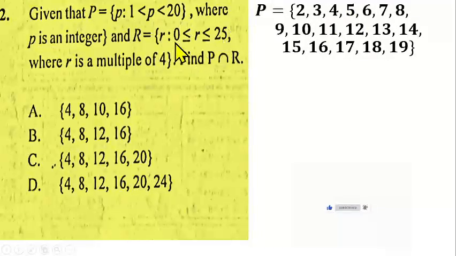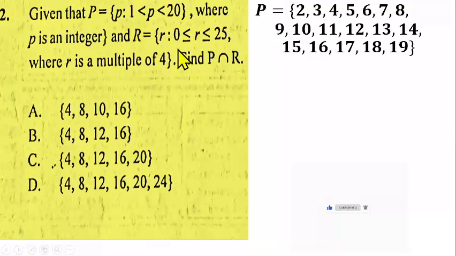So let's look at set R. We have that 0 is less than or equal to R, less than or equal to 25. So 0 is less than or equal to R, that means R is greater than or equal to 0. So 0 is part of the elements in this set. But R is less than or equal to 25. So that means the elements between 0 and 25 will be in this set R.